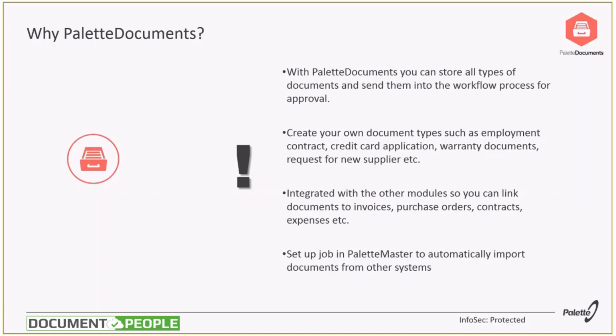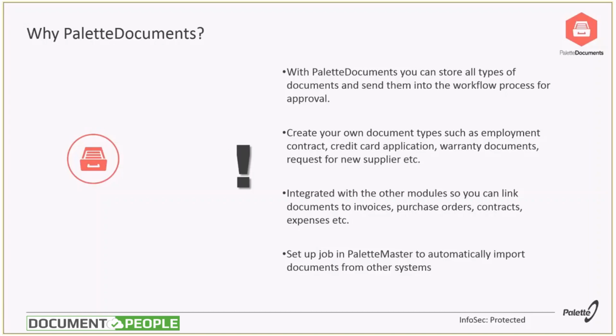Maybe you have some warranty documents that you would like to store in the solution somewhere, or you would like to set up a process when you need to add a new supplier. So if you are requesting for a new supplier to be set up in the ERP system, maybe that needs to be approved by people in the organization before we do so. So many different types of documents and processes that you could add on into here, and you create then a document type for each and every one of those needs, and you set up different rules for each and every one of those needs. Palette Documents can also be integrated with all the other modules.